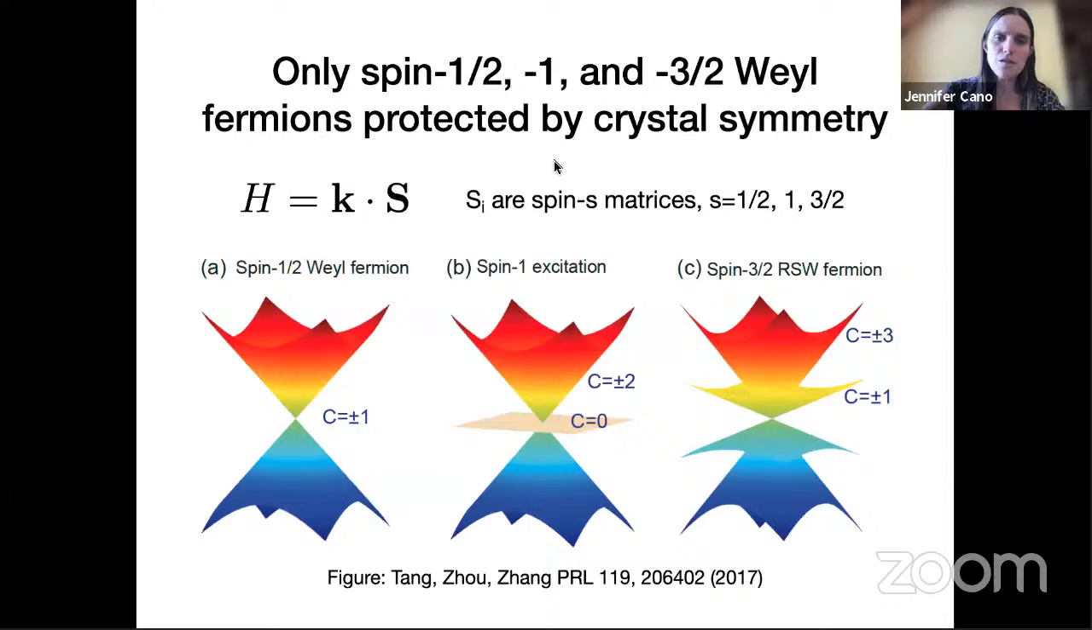So you might start to wonder, how long can we go on with this? We have spin half, spin one, spin three halves. And the answer is, this is the end of the story. As long as we are talking about symmetry protected degeneracies, three halves is actually the highest one that can exist in crystals. So this is a picture of a Weyl fermion. This is the spin one Weyl I was talking about. And then these are the spin three halves that I was just mentioning.